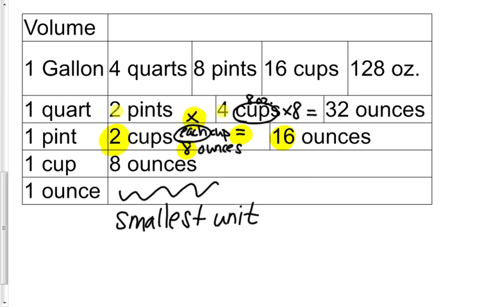Okay, we're going to do the last for gallon. 1 gallon is 4 quarts. Okay, we're going to be moving to pints. So how much is a quart? A quart is 2 pints. So 4 times 2 equals 8 pints. How many cups is that? Well, I know 1 pint is 2 cups, so 8 times 2 is 16 cups. Now how much is 1 cup? 1 cup is 8 ounces, and 16 times 8 is 128 ounces.